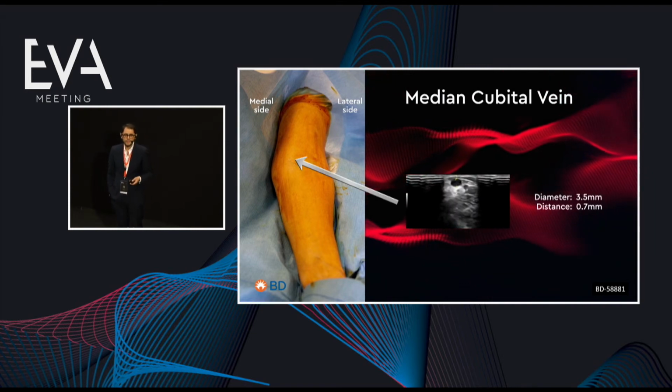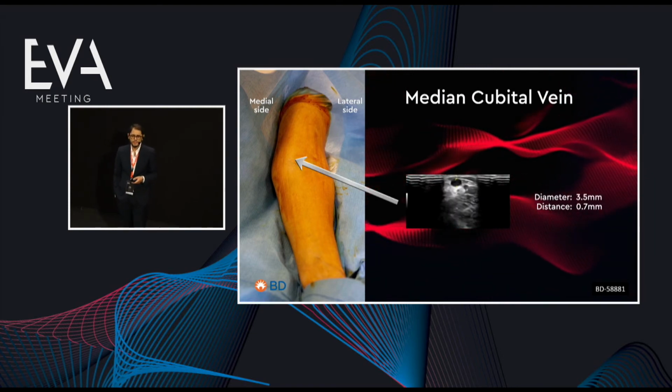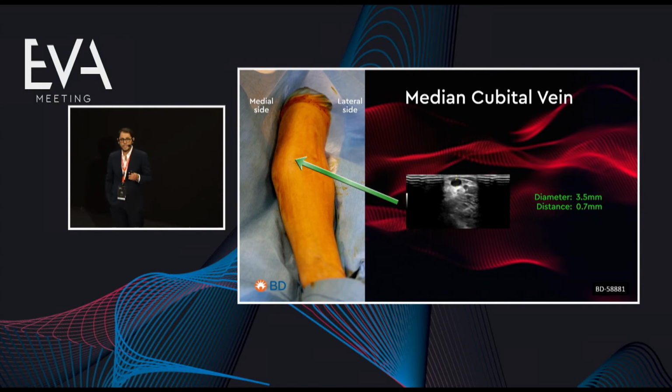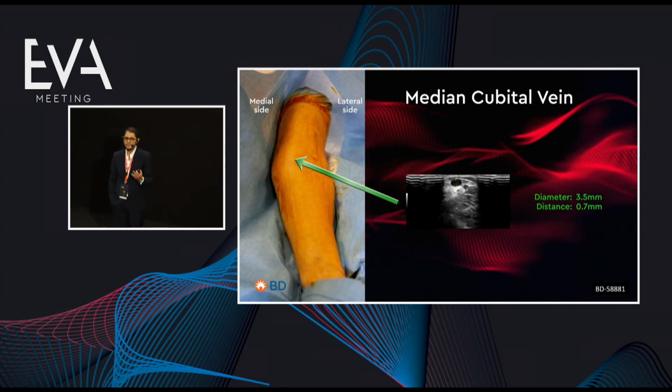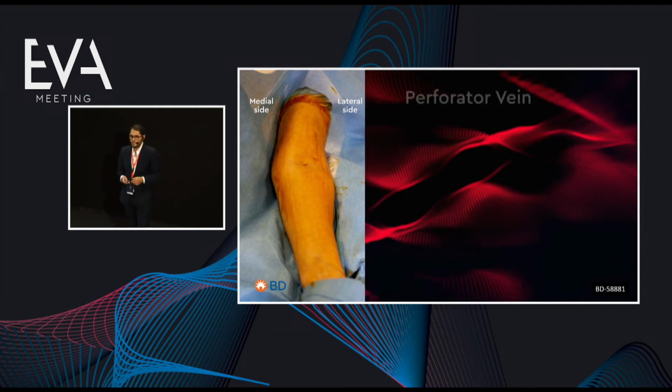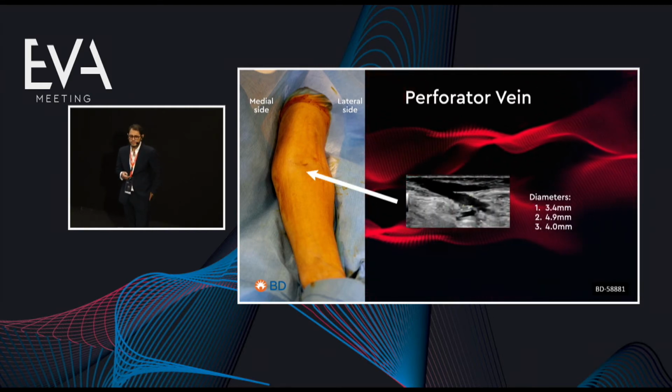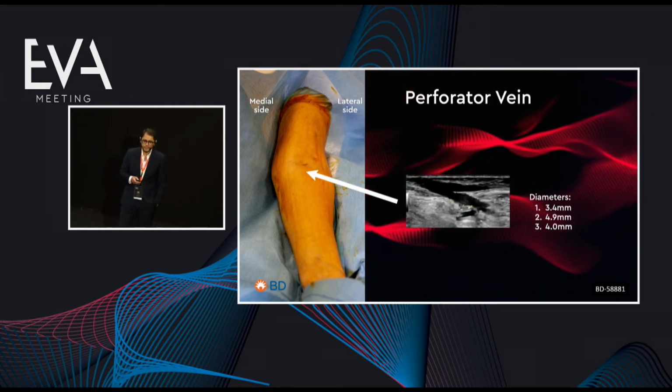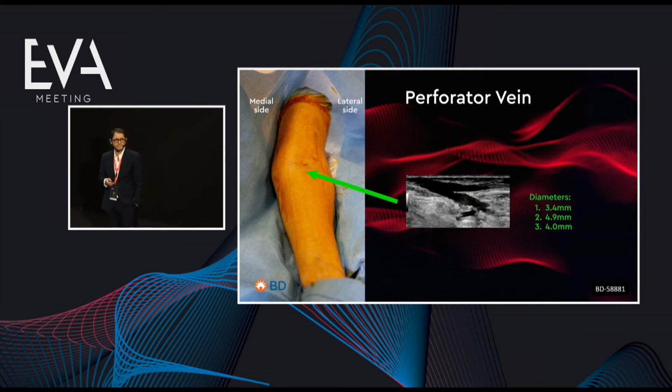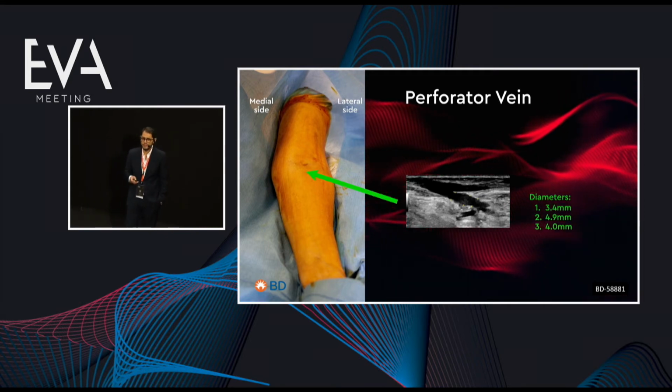Then another thing we need to check is the median cubital vein, also sufficient diameter and depth. So if this patient will actually have a fistula, he can be cannulated both at the cephalic and at the median cubital vein. So the perforator, also very important. You can see that the 3 different measurements are adequate to have a WavelinQ fistula.